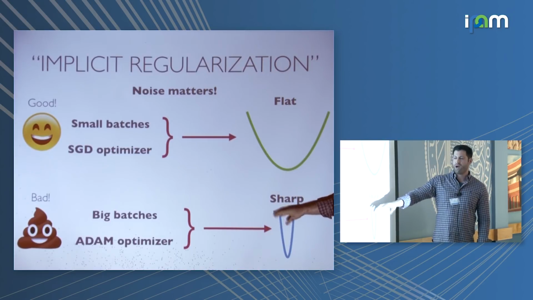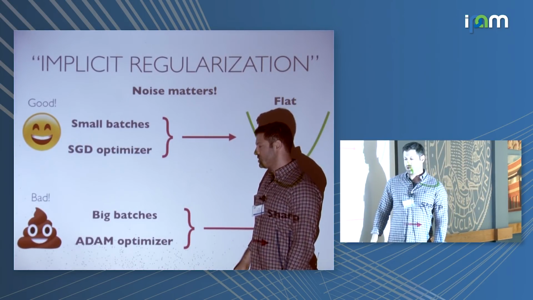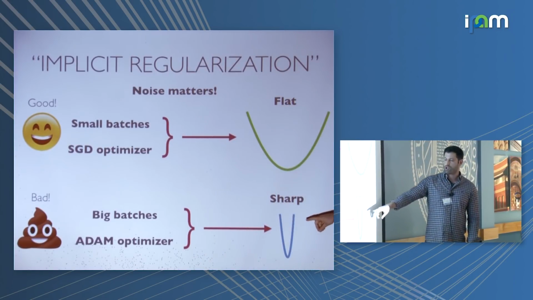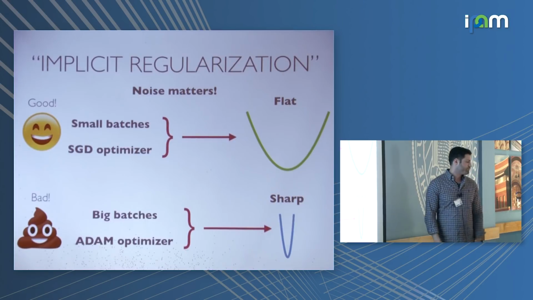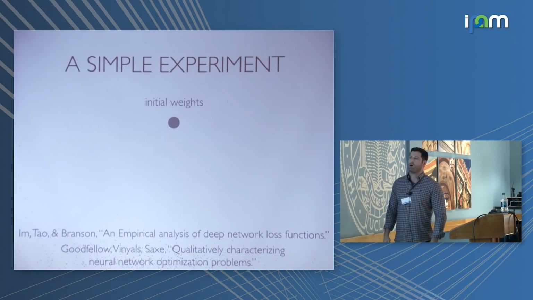But then there are also bad optimization methods in some sense. For example, big batch optimization or using the Adam optimizer tends to result in sharper minimizers that don't generalize as well. Okay, so this is a simple experiment that's appeared in the literature. And it shows some of the caveats of visualizing loss landscapes. So we'll do an experiment.